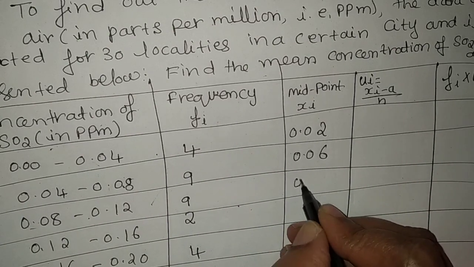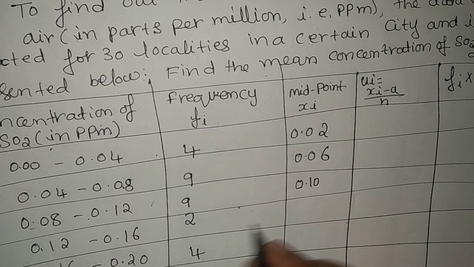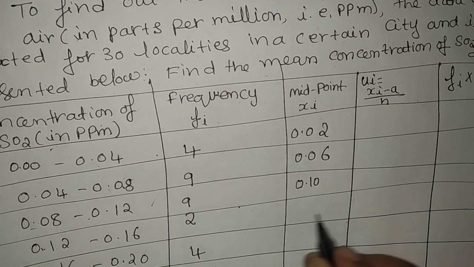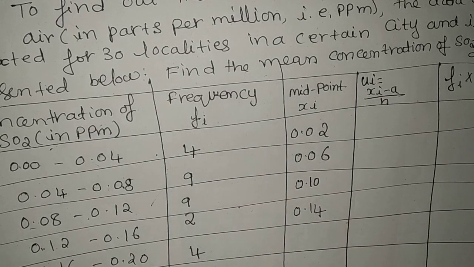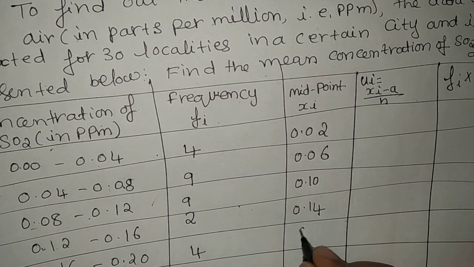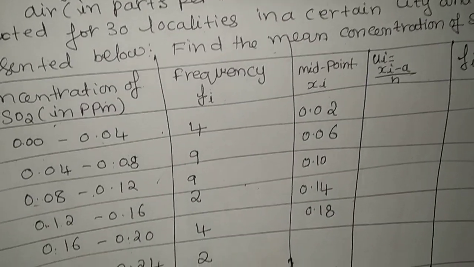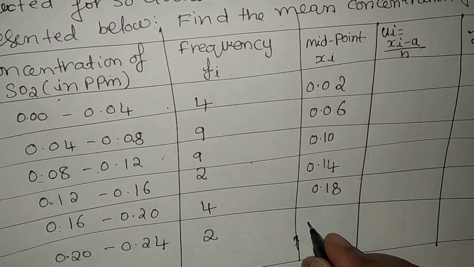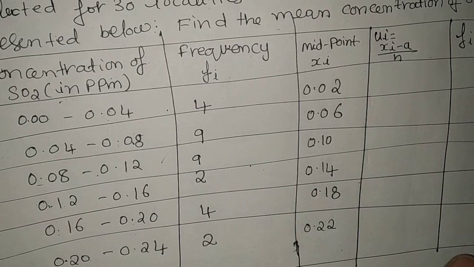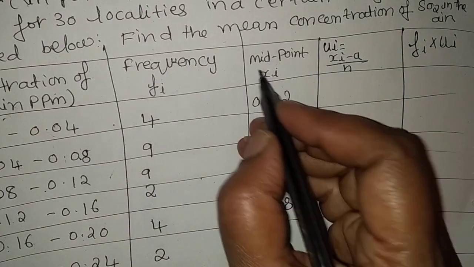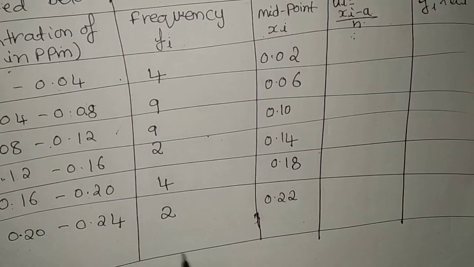Then we get 0.10. Next, between 0.12 to 0.16 it is 0.14, 0.16 to 0.20 is 0.18, and 0.20 to 0.24 is 0.22. So this is xi. Then we'll find out ui for each.